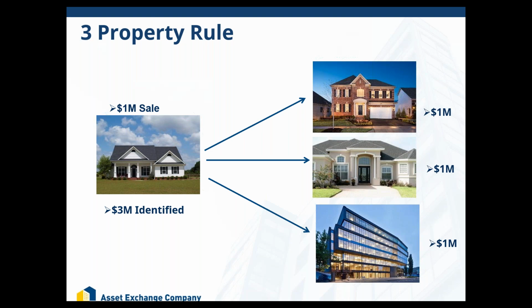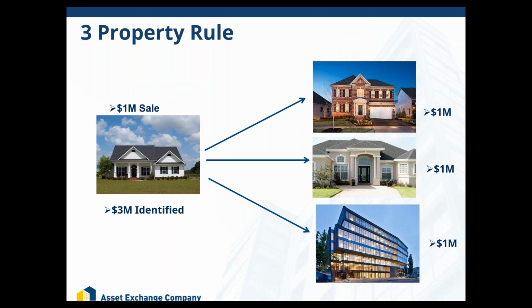Let's keep the math really simple on this one. Let's say we're going to be purchasing each one of those properties for $1 million each. So how much have we identified in property? $3 million worth of property, right? Again, because we're in the 3-property rule, those purchase prices can be any dollar amount. It does not matter. We could be buying each one of those properties for, I don't know, $10 million each for a total of $30 million in identification. Again, as long as we're in the 3-property rule, the purchase price does not matter, all right?